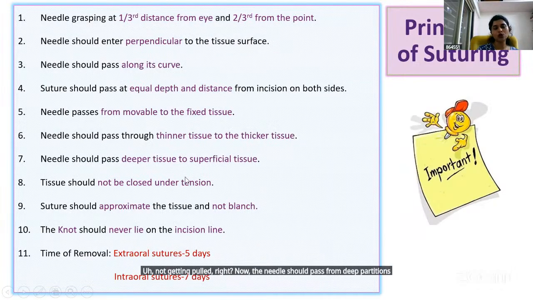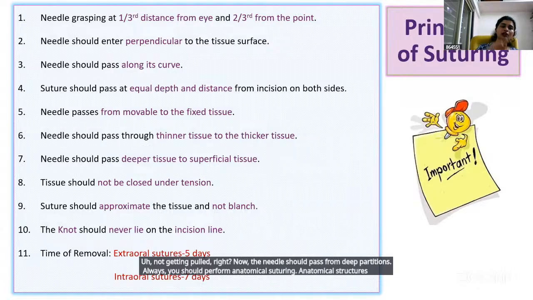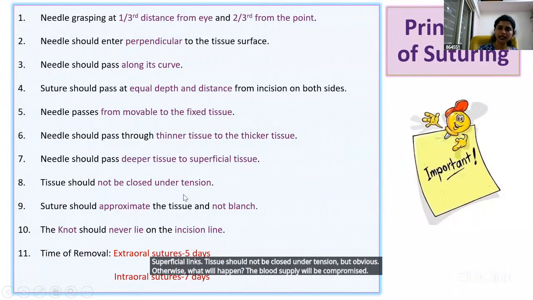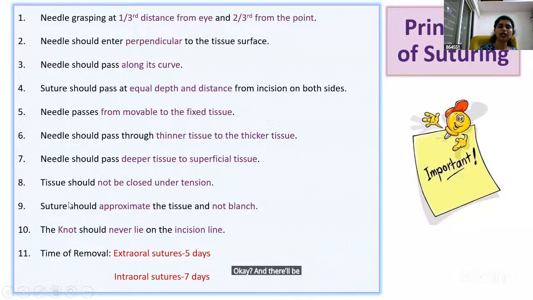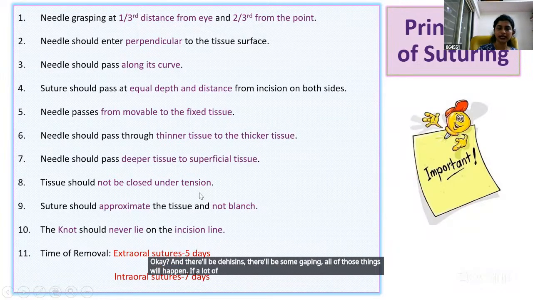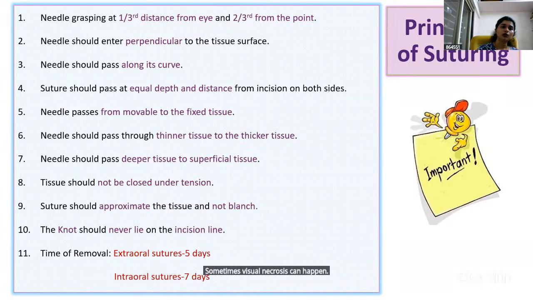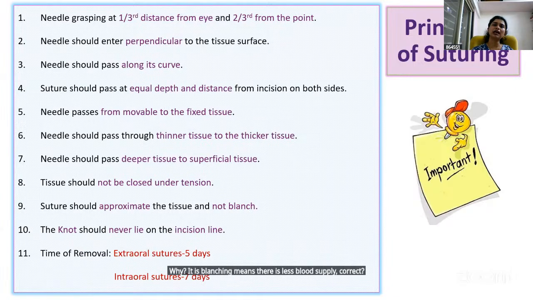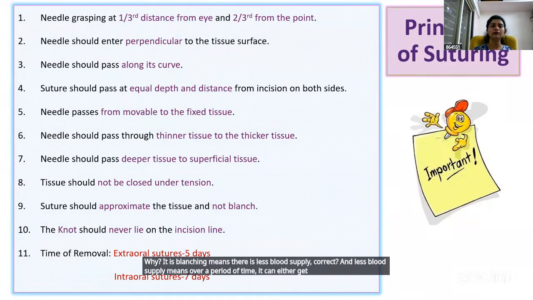Now the needle should pass from deeper tissues. Always you should perform anatomical suturing, anatomical structures from the deeper layer to the superficial layers. Tissue should not be closed under tension, but obvious. Otherwise, what will happen? The blood supply will be compromised, right? And there will be dehiscence, there will be some gaping, all of those things will happen if a lot of tension is offered, right? Sometimes tissue necrosis can happen because of lack of blood supply. Suture should not over-approximate the tissues and it should not blanch when it is being approximated. Why? Blanching means there is less blood supply, correct? And less blood supply means over a period of time, it can either get necrosed and there will be gaping and there will be dehiscence, all of those problems will happen, correct?